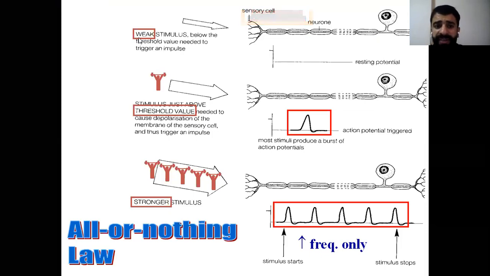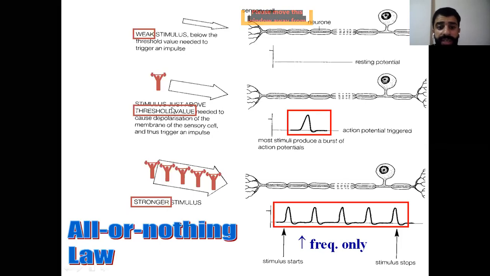So first, after applying a weak stimulus below the threshold value needed to trigger an impulse. For example, we need a stimulus of 10 ampere to trigger an impulse. I gave you a weak impulse of 3 ampere, so there is no response. So it's called the resting potential. While after applying the stimulus above the threshold needed to cause the depolarization, and thus we have an action potential.